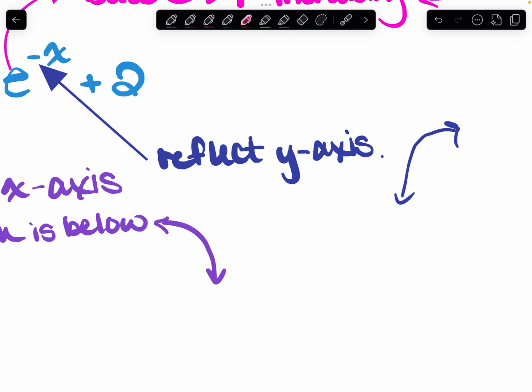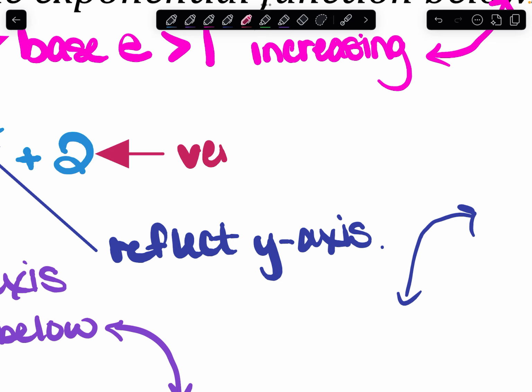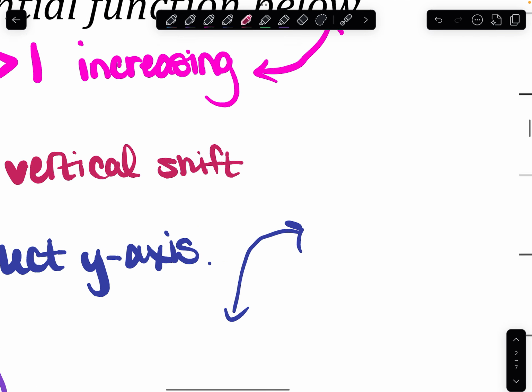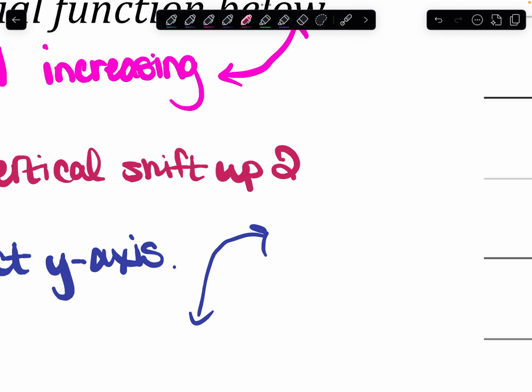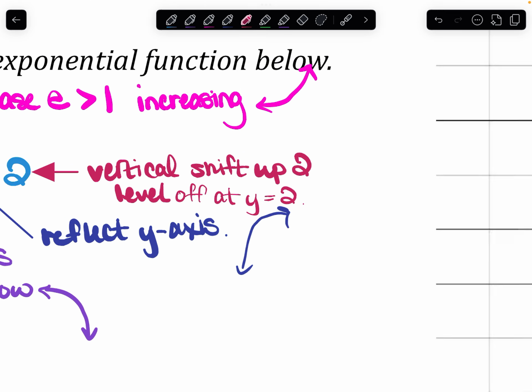And then our last transformation, and I'm all over the place on these labelings here, is going to be this 2. That 2 is going to be your vertical shift up. I guess we'll put the word shift in there. Up 2. So what that means for our graph, it is going to level off at y equals 2.